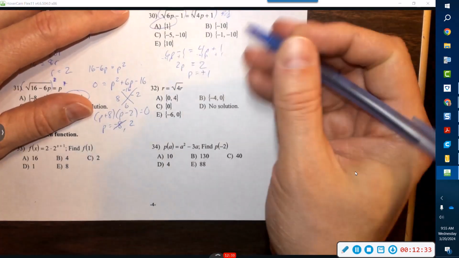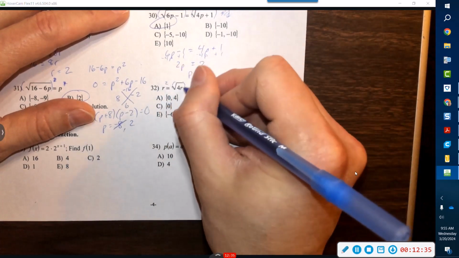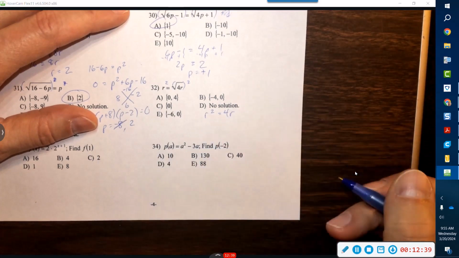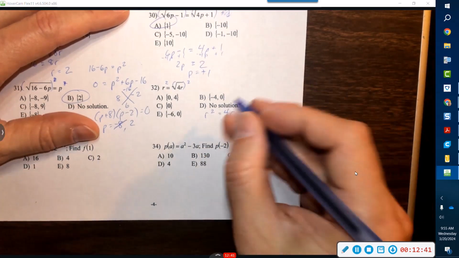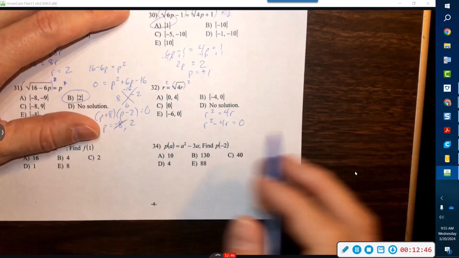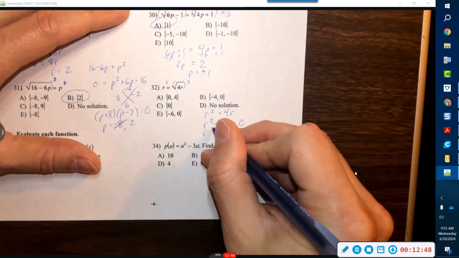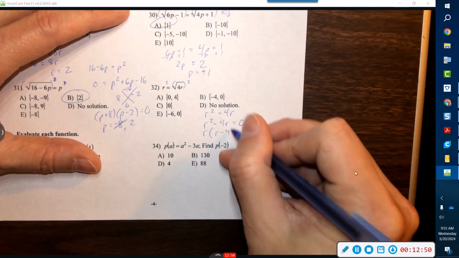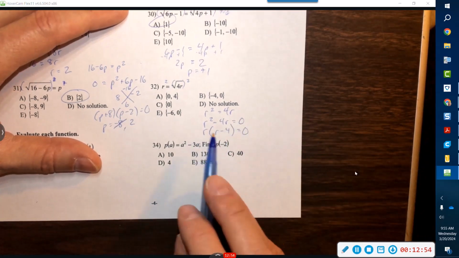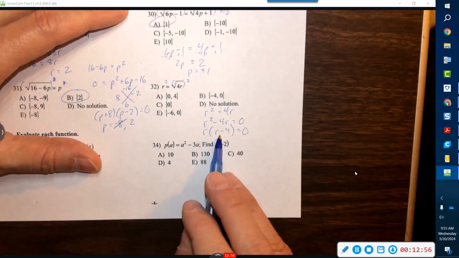Okay, now we got the radical by itself. We will square both sides, and now we get r squared equals 4r. Okay, well, it's just a quadratic. Set it equal to 0. Move that 4r over to the other side. Now there is no c, but that's okay. Just factor out an r. You've done that before. Just take an r out, and you can see that my two answers are going to be 0 and +4.